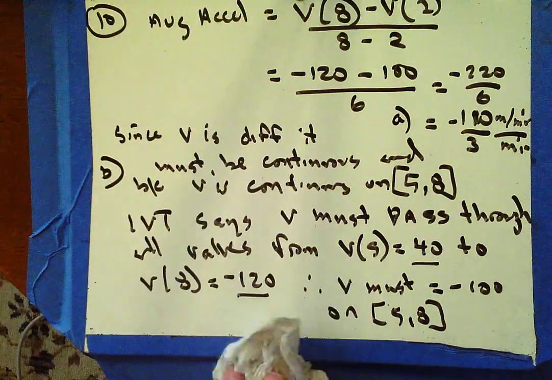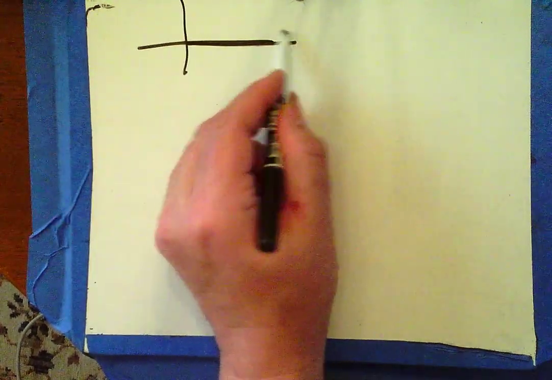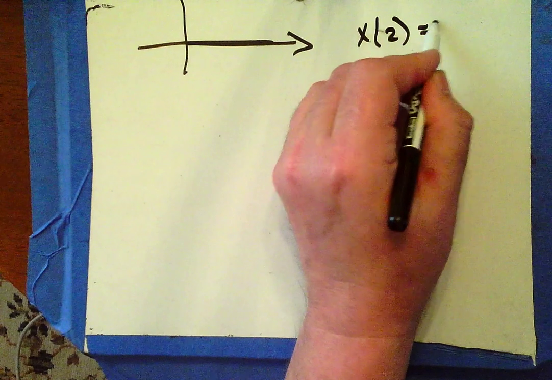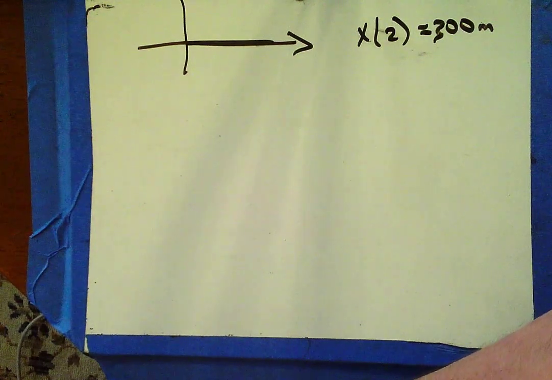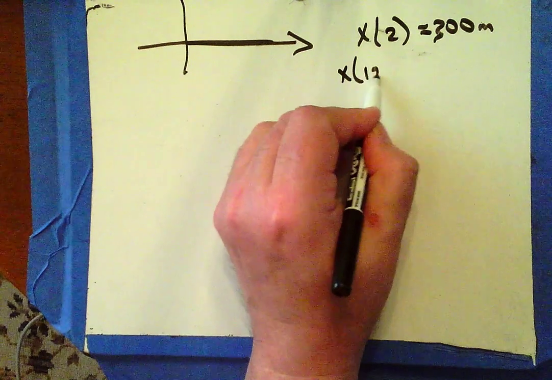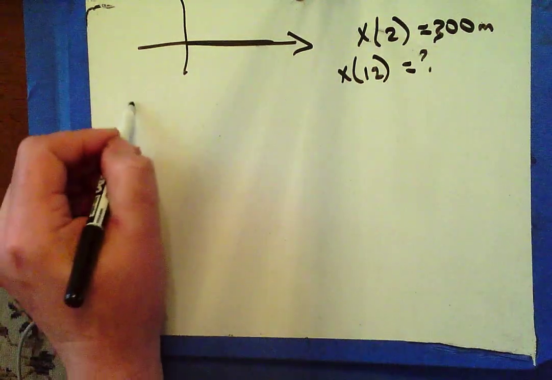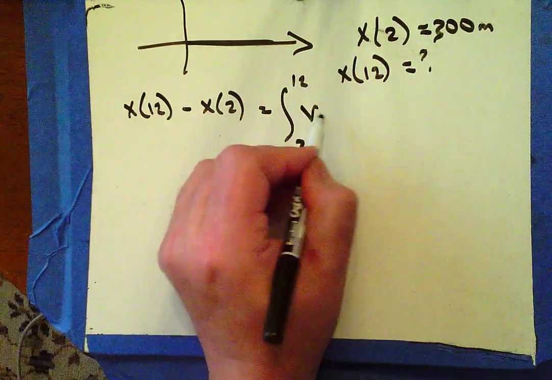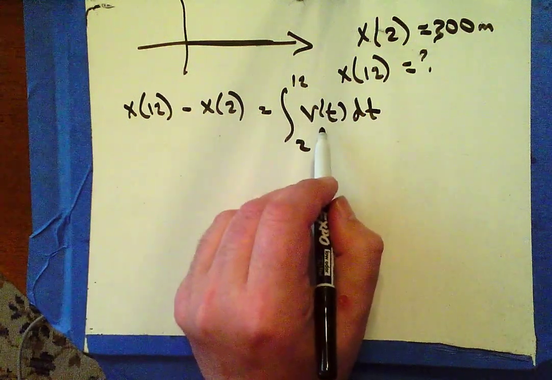What about part C? At time equal 2, train's position is 300 meters east of origin station and moving east, going that away. And x of 2 equals 300 meters. Okay, then they say find x of 12, and they say we should use a trapezoid sum with 3 subintervals. So I know x of 12 minus x of 2 equals the integral from 2 to 12 of v of t dt. They want me to approximate this integral by using a trapezoid sum from the table.